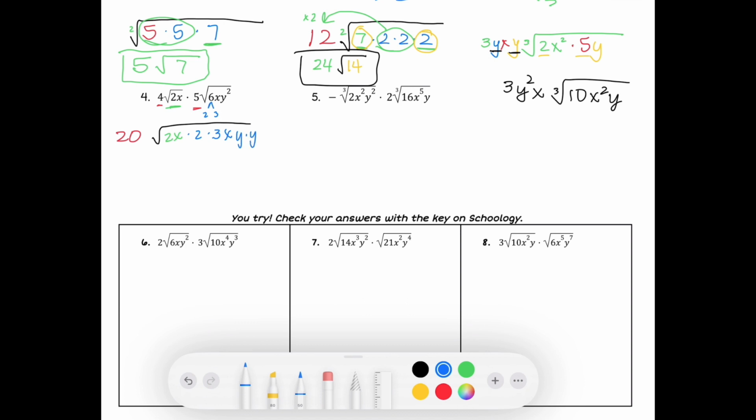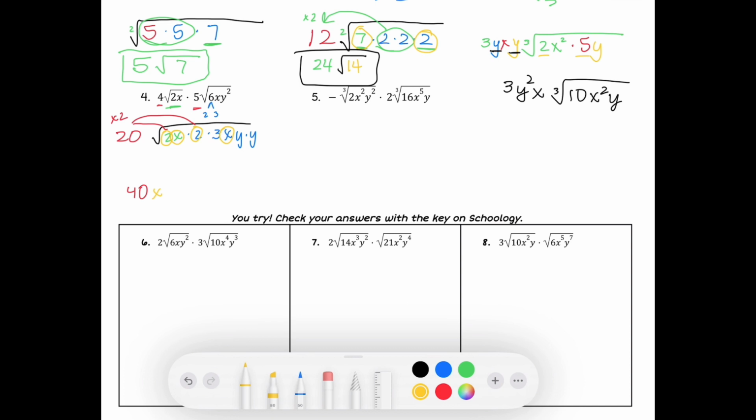All right, so looking at what we have inside, we're going to go ahead and look for our pairs. So we have 2 2's. So we can pull out 1 2, and we can multiply it to that number on the outside. So we're going to pull 1 2 out and multiply it to 20. So we're going to have 40. All right, so we also have 2 x's. So that means that we're going to pull 1 x out, and we're going to have 1 on the outside.